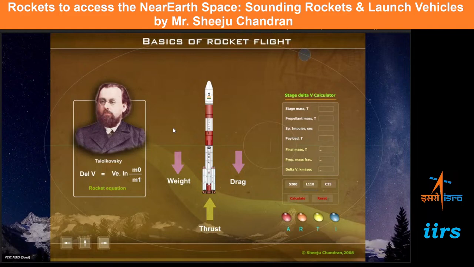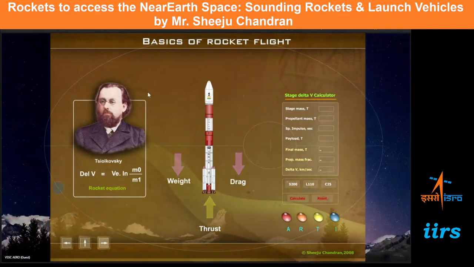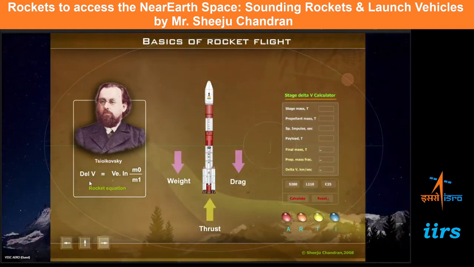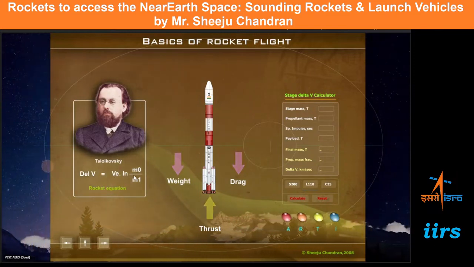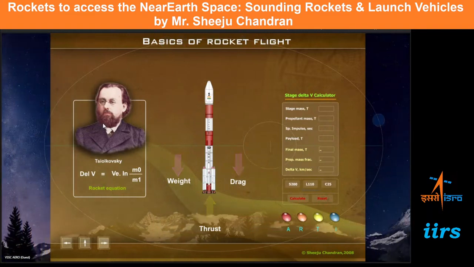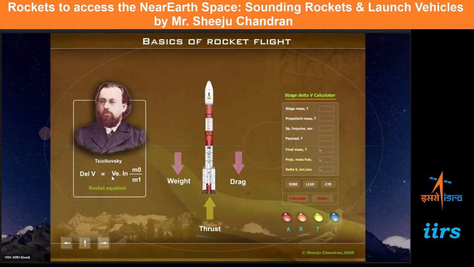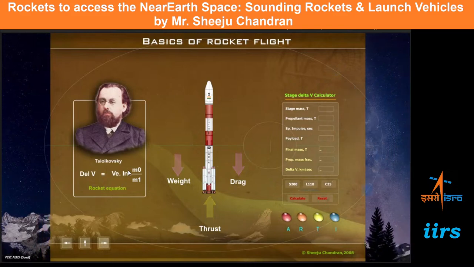So Tsiolkovsky also postulated the famous rocket equation way back in 1903 or so, where he said the velocity added is equal to Ve into the logarithm of the mass ratio. You don't have to worry too much about it. Simply, it says the velocity added to a rocket is equal to the exhaust velocity created by the jet into the logarithm of the mass fraction.